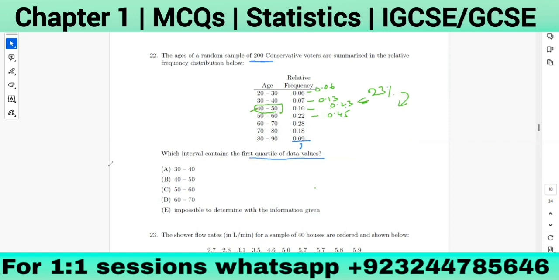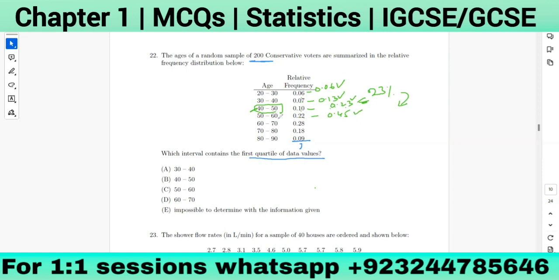Are you getting it? Or are you a bit confused? It's 50 to 60. What is happening is that it's the relative frequency, and relative frequency basically tells us about the percentage. So 0.06 is the first one. Second one, 0.06 plus 0.07 gives you 0.13, 13%. 0.13 plus 0.10 is 0.23. 0.23 plus 0.22 gives you 0.45.